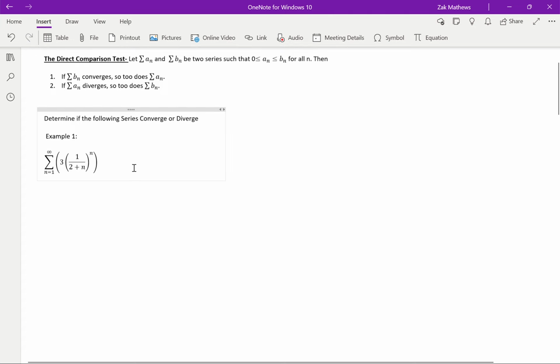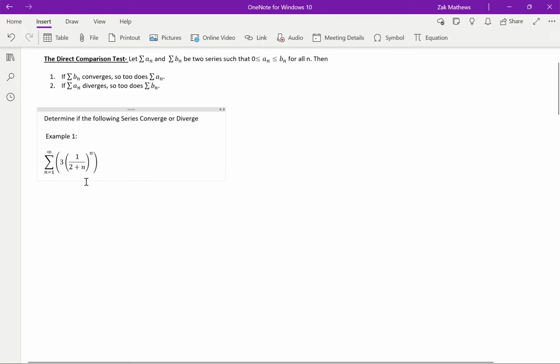Let's start with an example. Let's determine if the following series converges or diverges. So we have the series from n equals 1 to infinity of 3 times, in parentheses, 1 over 2 plus n, all to the n power. And if we look at this, hopefully what's standing out to us is this looks very, very near to our geometric series. If we didn't have that n there, we would have a geometric series.